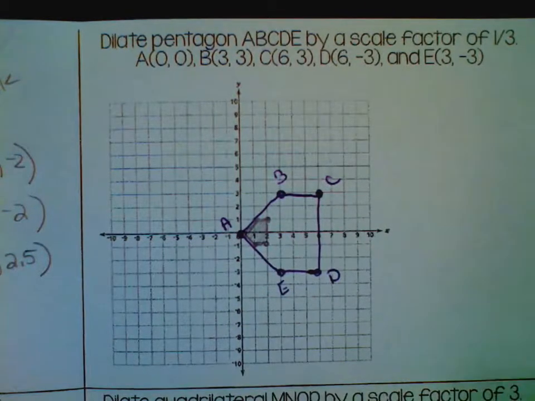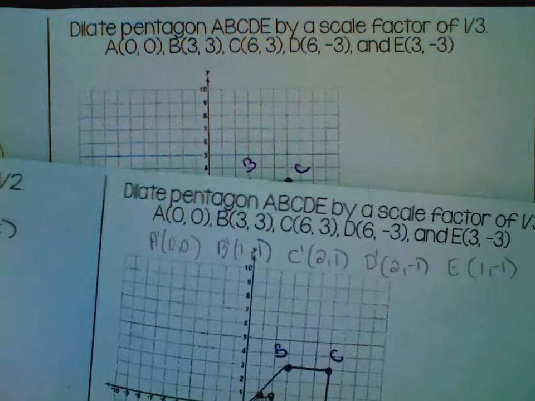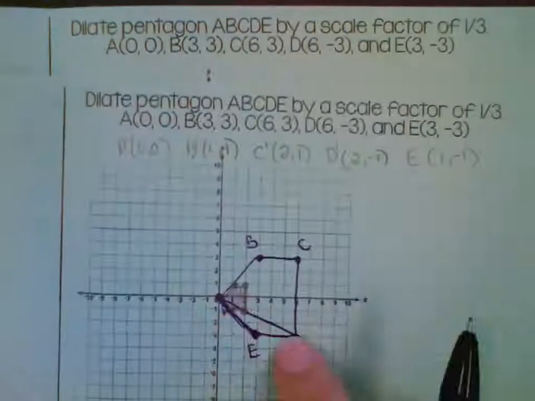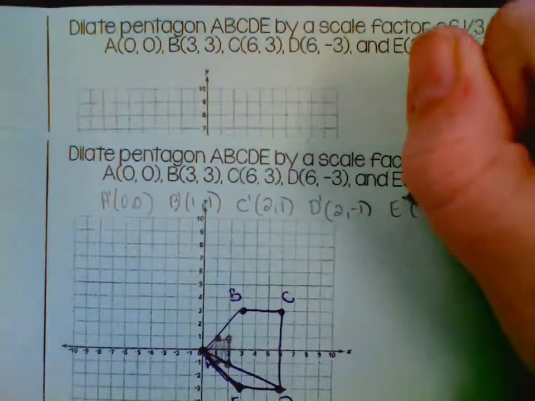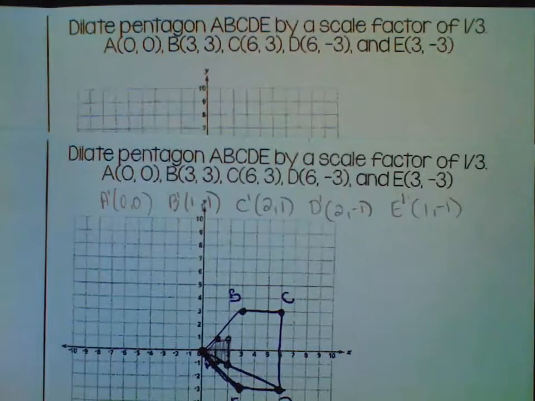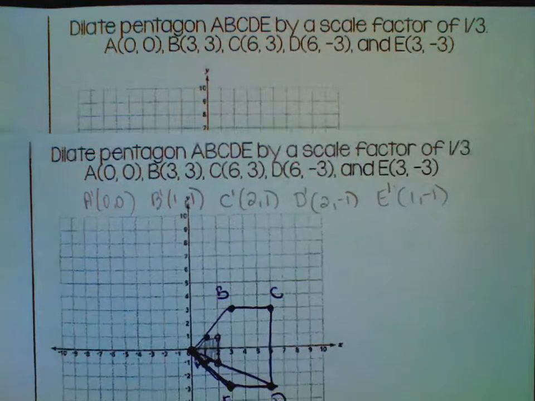So don't look at my picture because it's graphed wrong on the original. I accidentally drew an extra line. But here's the points that you get after you multiply or divide by 3. Multiply by 1/3, divide by 3.